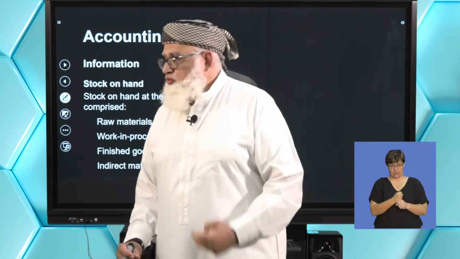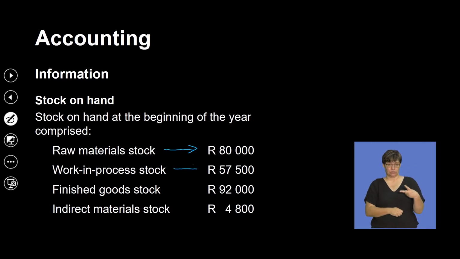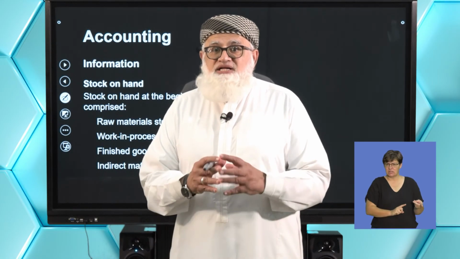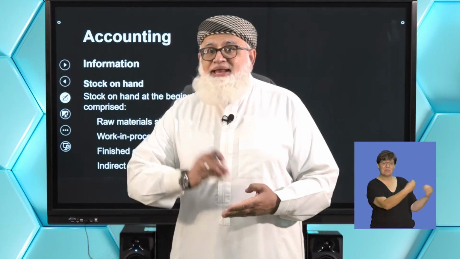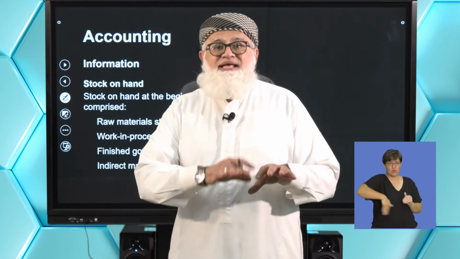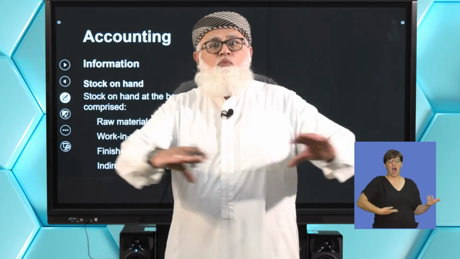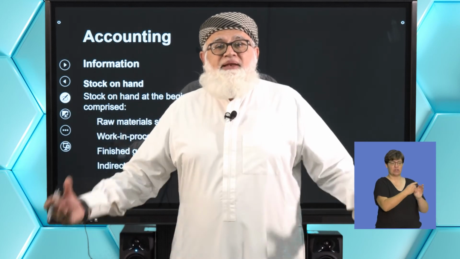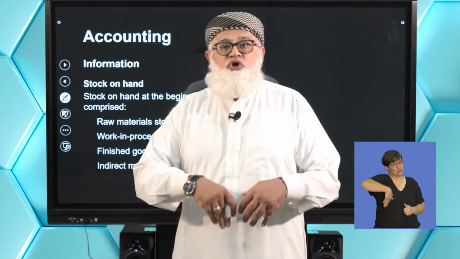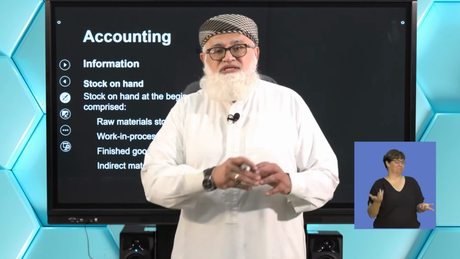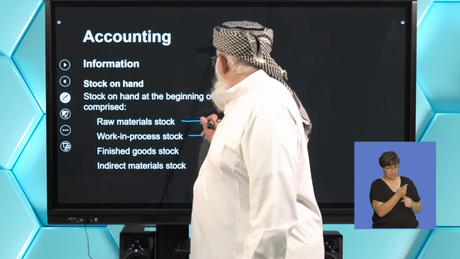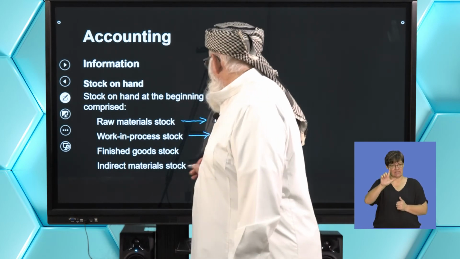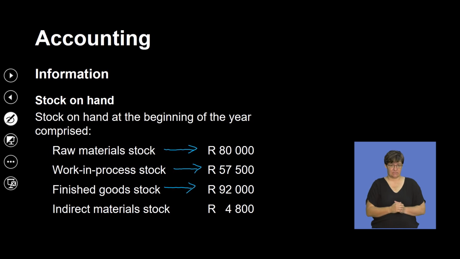Right. Number two, your work in process stock. What's that one there? That one tells you that when you started your financial year, the value of your materials that were not completely manufactured, that means they were in a semi-state of manufacture, somewhere on the production line, not completely produced as yet. That means they were not in their final stage of production. They were somewhere in the production process, and the value of those items amounted to 57,500.